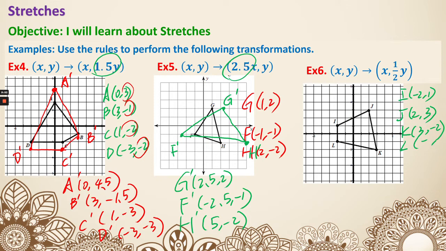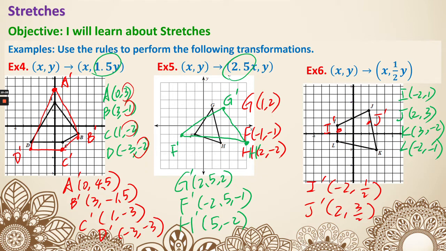Let me write a bit clearer. L is -2, -1. You just need to multiply all the y values by 1/2. That's going to give us my I prime as -2, 1/2, which is right there. I prime. J prime, 2 and the 3 is being multiplied by the 1/2, so it's got to be 2, 3/2. That is my J prime.